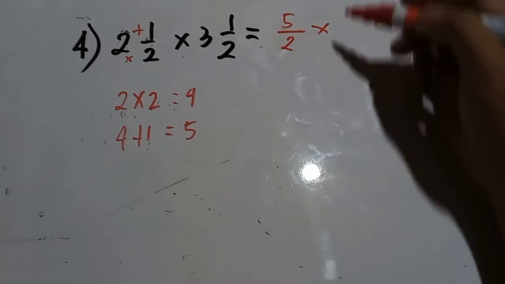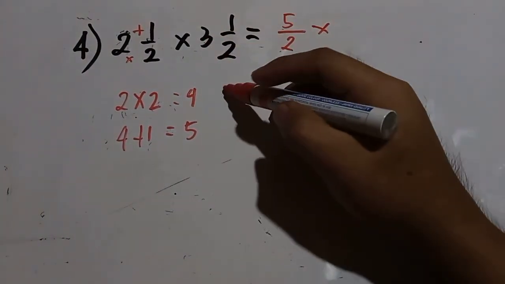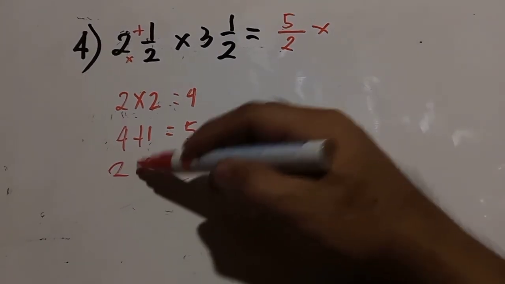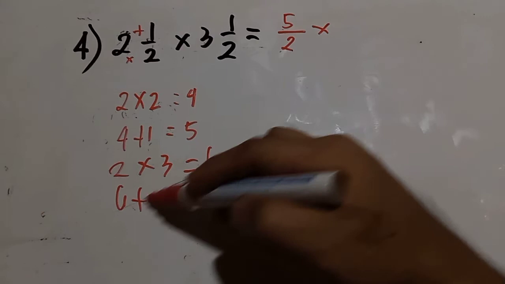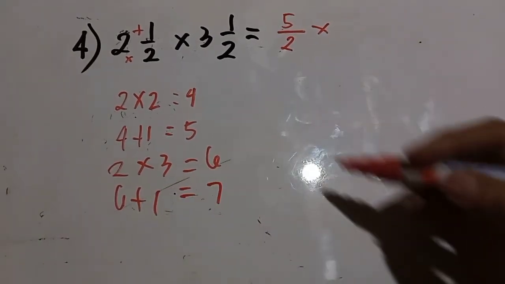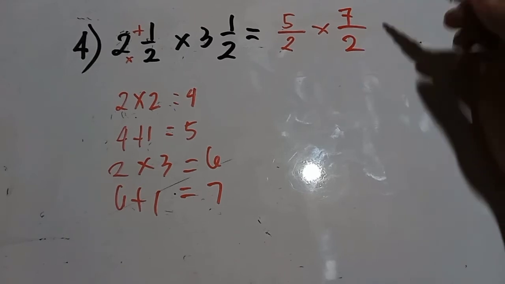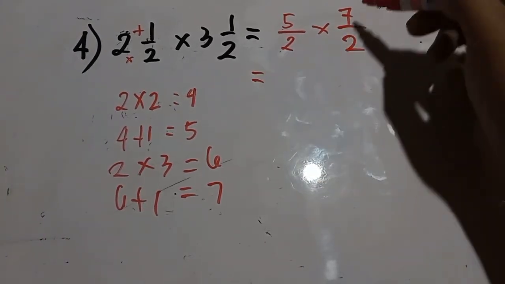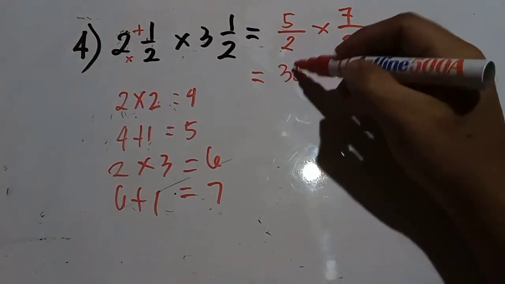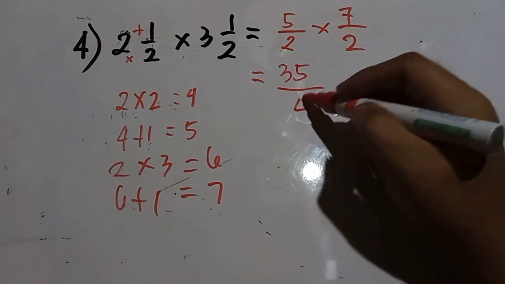Next, same pa rin ang process. So, 2 times 3, that is 6. So, 6 plus 1, we have 7. Okay, so meron tayong 7 over 2. So, next, what will you do? Multiply na natin. So, 5 times 7, that is 35 over 2 times 2, we have 4.